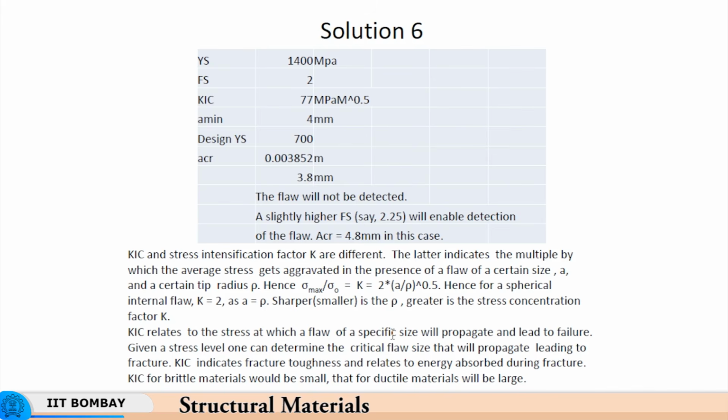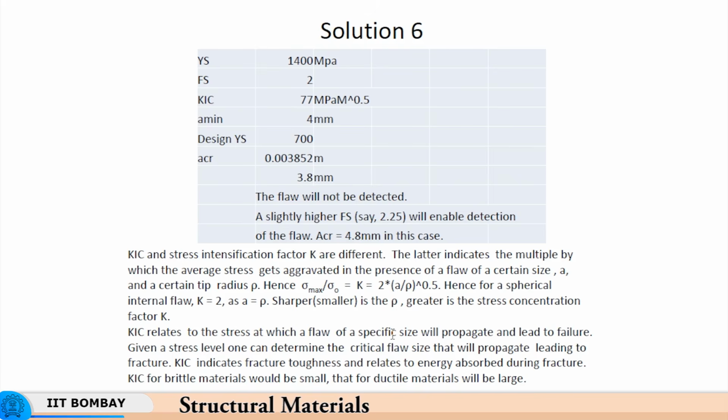So anything smaller than that is not going to propagate on its own, so it will not cause any fast fracture. That's why it is safer to design with 2.25 as the factor of safety, so that any risky flaw can get detected. If the instrument shows that there is absolutely no flaw, it means that the flaw size is less than 4 millimeters, and that being much lower than the critical flaw size value, there will be no fast fracture taking place.